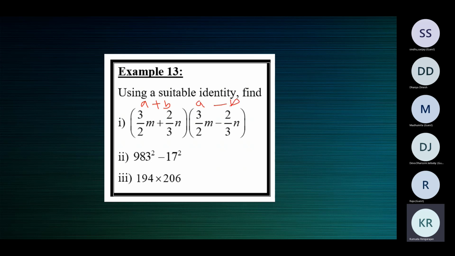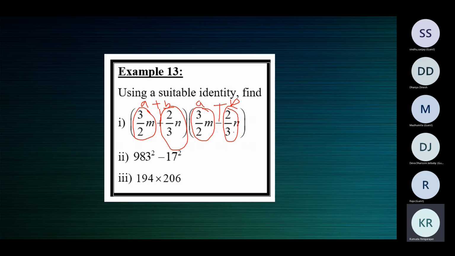Now why are we saying a plus b into a minus b? Because you can see the first term here is 3/2m. Here also it is 3/2m. That's why we're using the same letter. So if you call this a, you cannot call this b because both are the same. So if it is a here, it's a here. There's a plus sign here. There's a minus sign here. And b is 2/3n. Here also b is 2/3n.